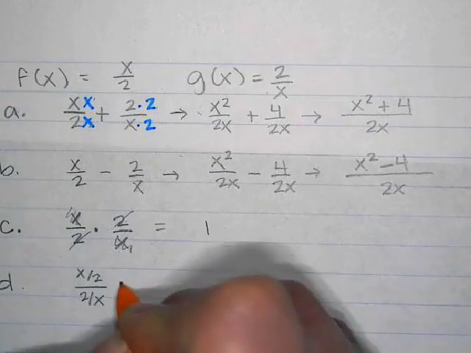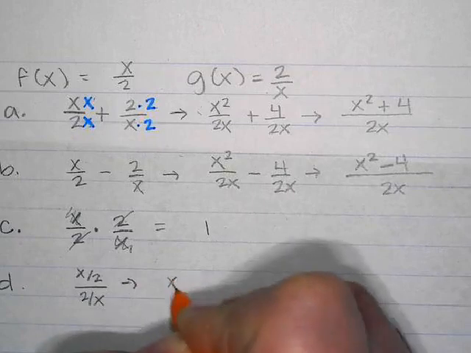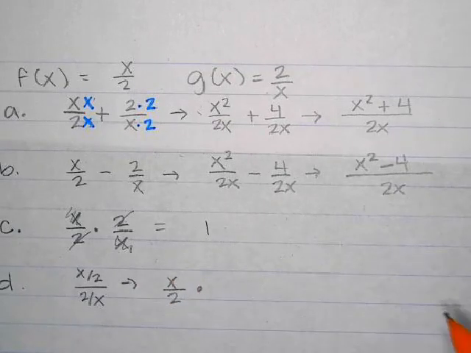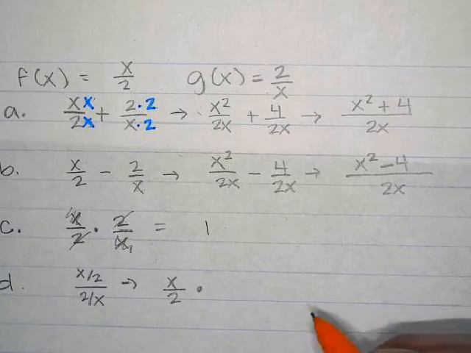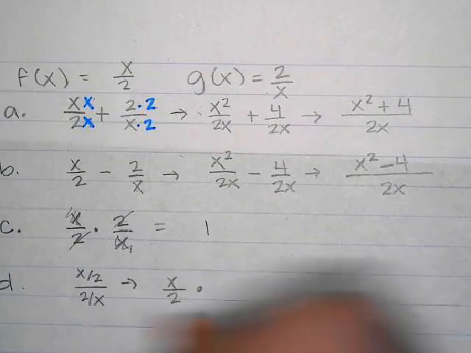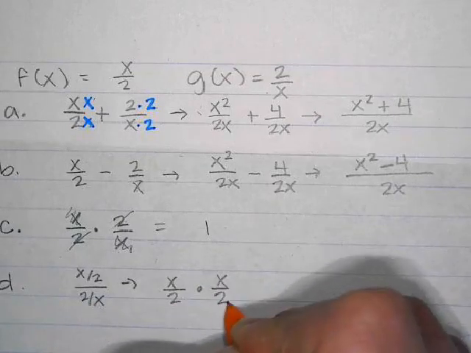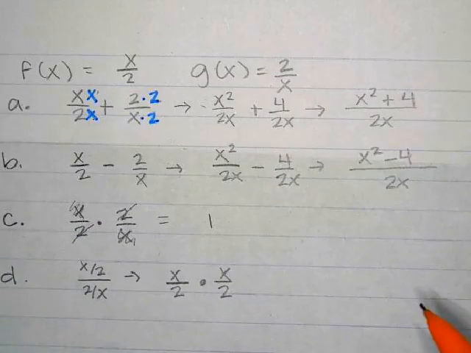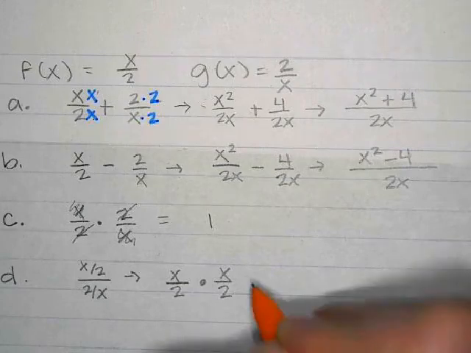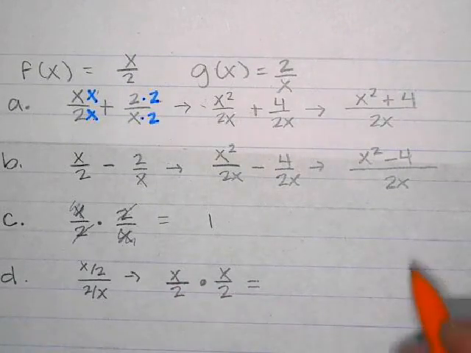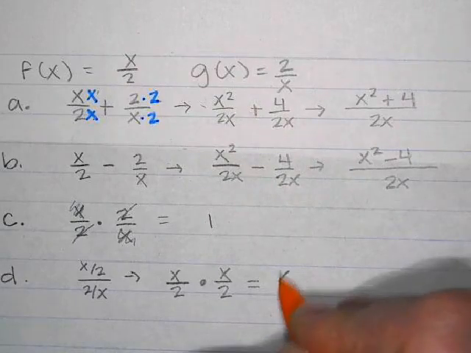So you keep the top fraction the same, x over 2. You change it to a multiplication problem, and you flip the second fraction up to the top. So instead of being 2 over x, it would be x over 2. So we would have x over 2 times x over 2. And when you multiply the tops, what do you get? And when you multiply the bottoms, what do you get? 4.